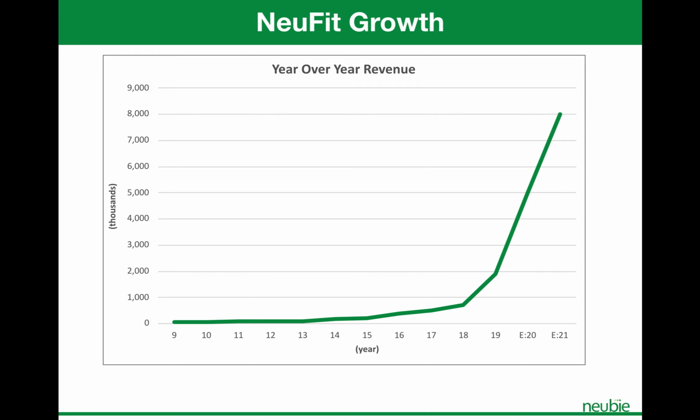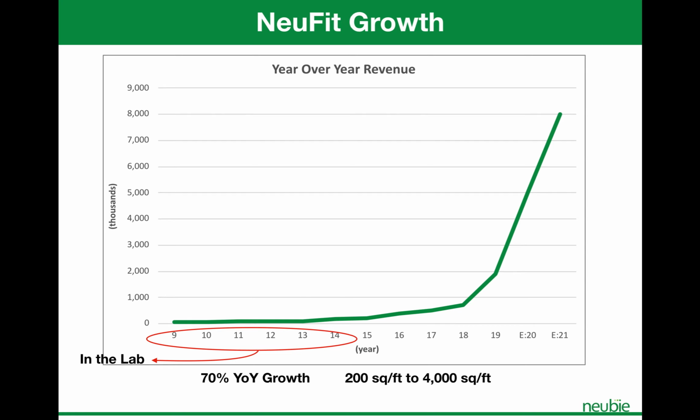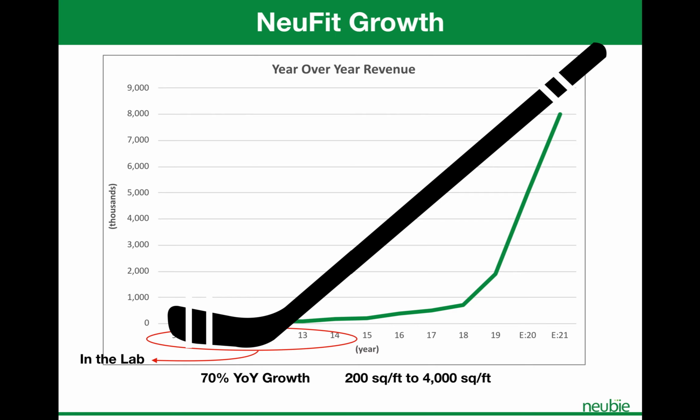From 2009 to 2014, Garrett was basically in the lab, and he started in a small glorified closet that was about 200 square feet. After 5 years of being in the trenches and inventing, he took on number 2 in around 2014, and the rest is history. So this is no joke. When I reference hockey stick trajectory, I mean it.